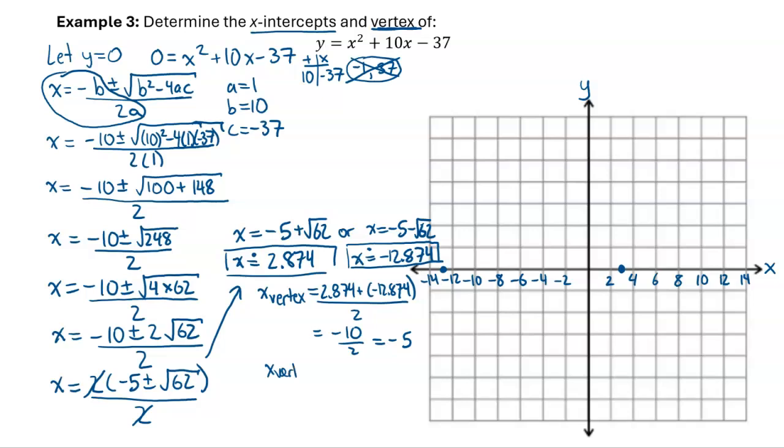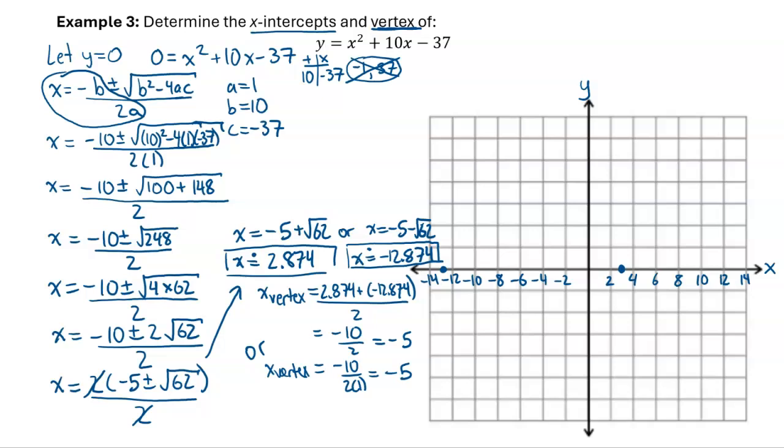So if you wanted to do it that way, you could have said negative b, well, that's negative 10, over 2a, a is 1. Well, that also would have given me negative 5. So either way you would have done it, whether it was this first way or the second way, they both give you the x value of the vertex.